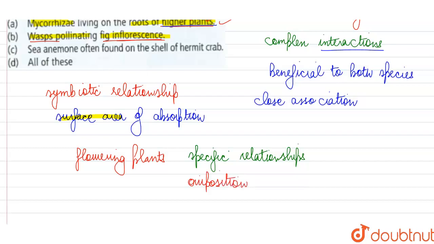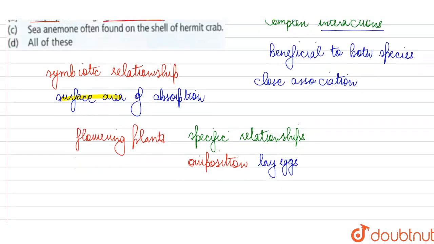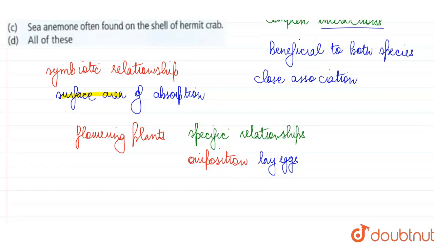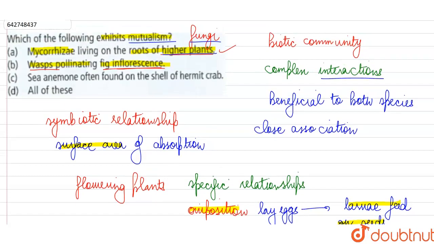So this wasp is going to transfer the pollen grains, but in return, this wasp is going to lay its eggs inside the fruit when the fruit develops. And when these eggs mature, when the larvae come out, these larvae can also feed on the developing seeds inside the fruit. So again, both are benefiting. The wasp is getting a site for oviposition, the wasp is getting nutrition for its larvae, whereas the plant gets its flowers pollinated.